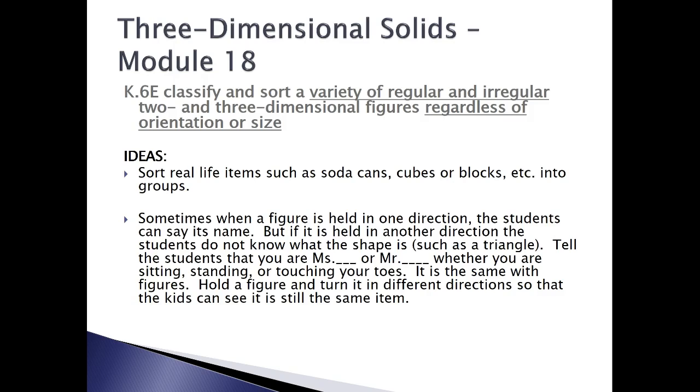K.6c is a really important one because it says to classify and sort a variety of regular and irregular 2- and 3-dimensional figures regardless of their orientation or size. So you can use real-life items, again like soda cans, cubes, or blocks, that you put into groups. If you have a regular triangle, an equilateral triangle, the kids will identify it as a triangle. But if you have a right triangle, they may not identify it as a triangle. Or if that triangle is upside down, they might not really recognize it.